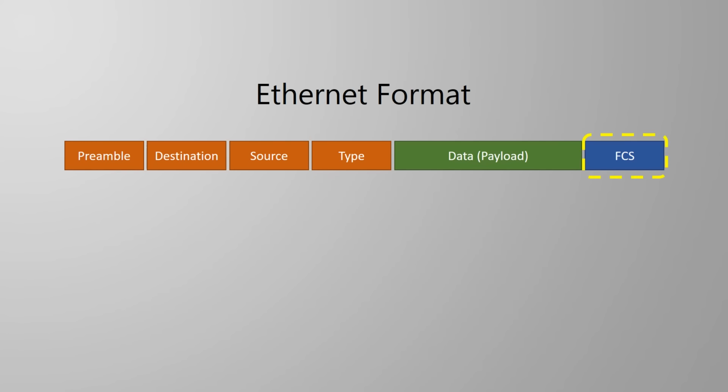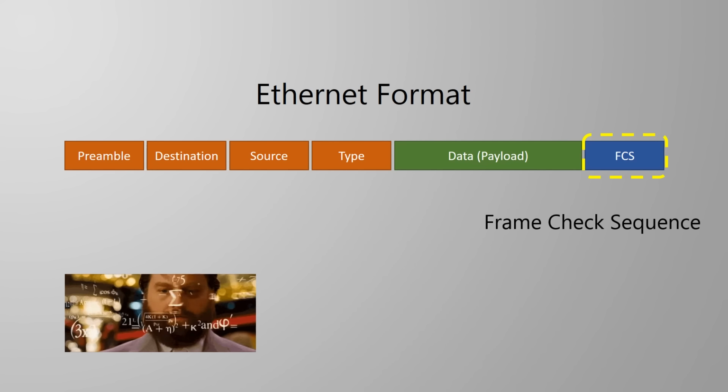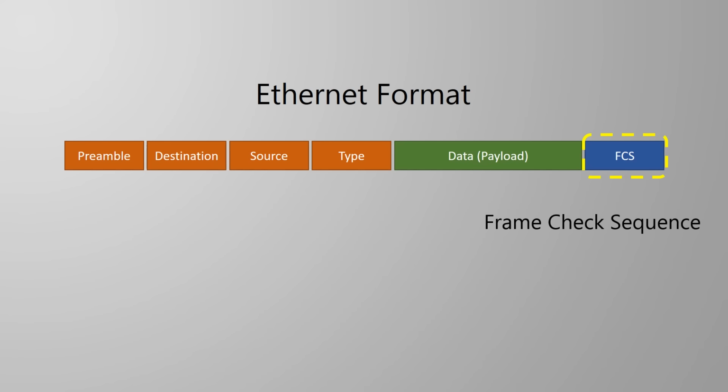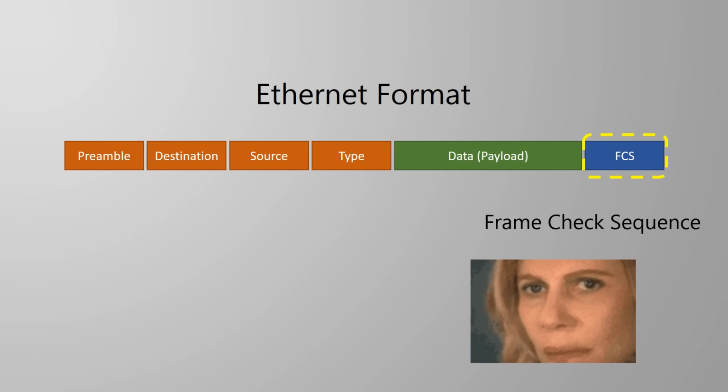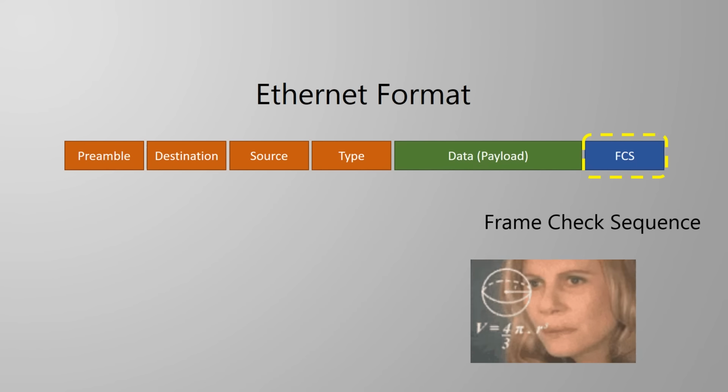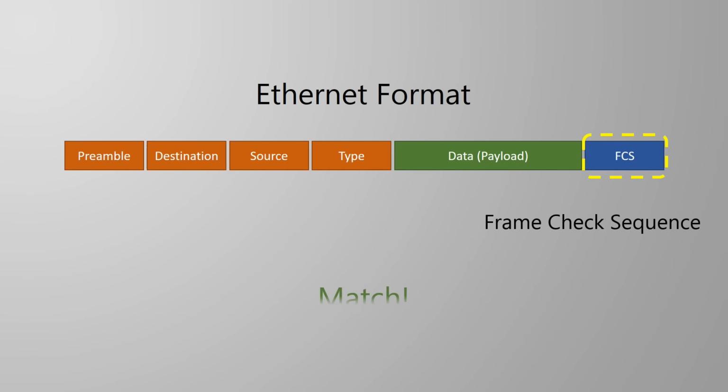And at the very end of the frame is a trailer, and this trailer contains the frame check sequence, or FCS. This is used to determine if any part of the frame has become corrupted during transit. When the frame is first assembled, the sender will run a mathematical formula over the frame contents. It takes the result of this and puts it in the trailer. When the frame arrives, the receiver runs the same formula over the contents of the frame, without the trailer, of course. If the result matches the contents of the trailer, then clearly the data is the same as it was when it was first sent.